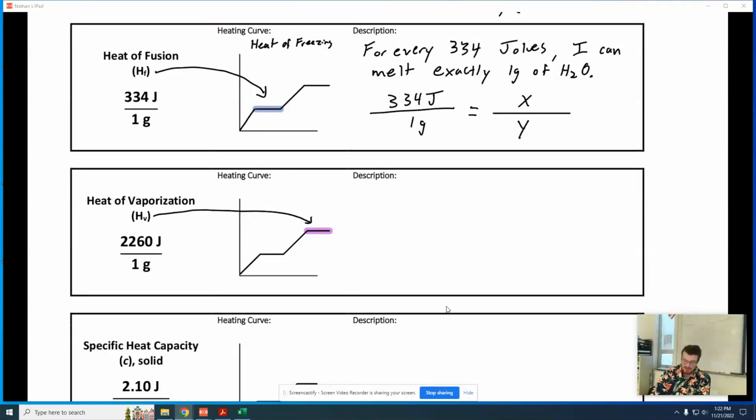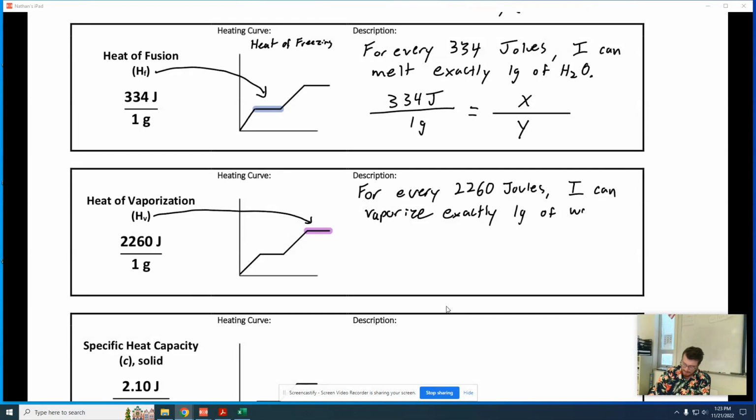And if I want to rephrase this as a for every statement, it's going to look very similar. I could say for every 2,260 joules of energy, I can vaporize exactly 1 gram of water.